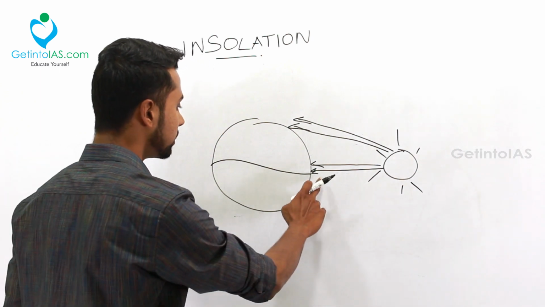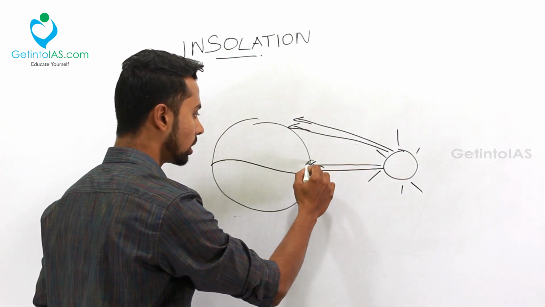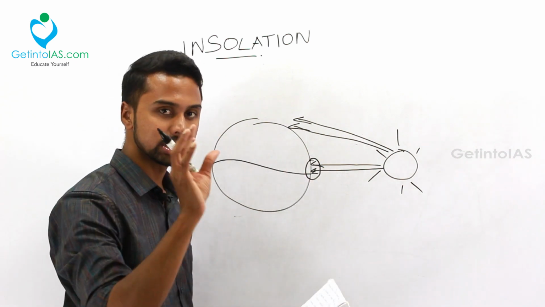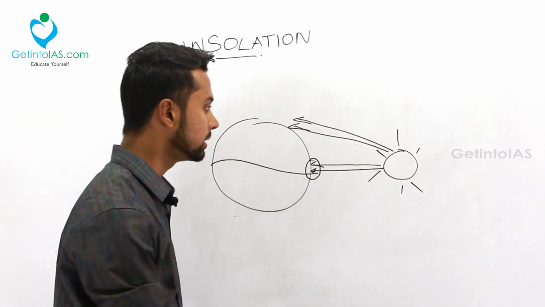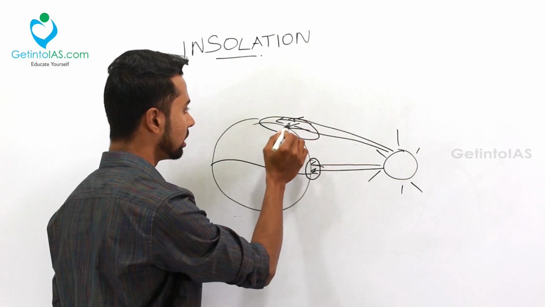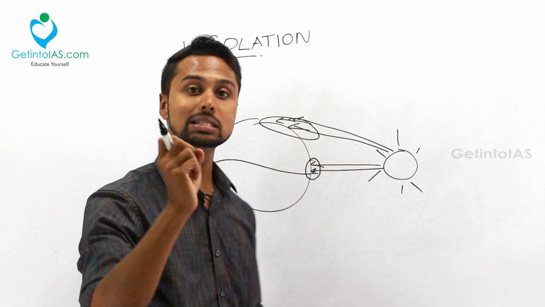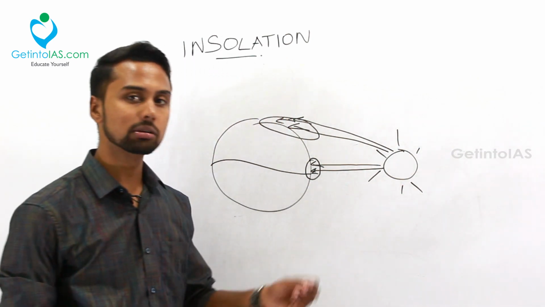The vertical rays, we know, fall very vertically, so the concentration will be on a smaller area. If the concentration is on a smaller area, the temperature will be at the maximum. But on the other hand, the oblique rays will cover a vast area. They have to travel a large area. When it is covering a vast area, the heat which is absorbed will be easily dissipated. So temperature will be lower.